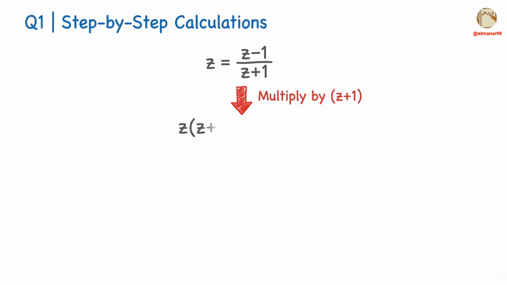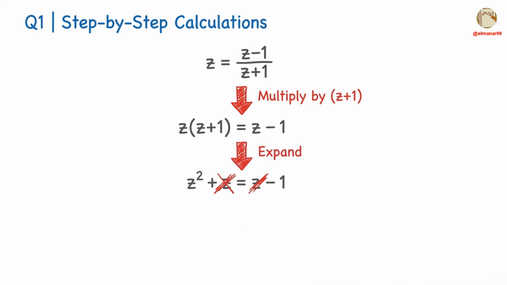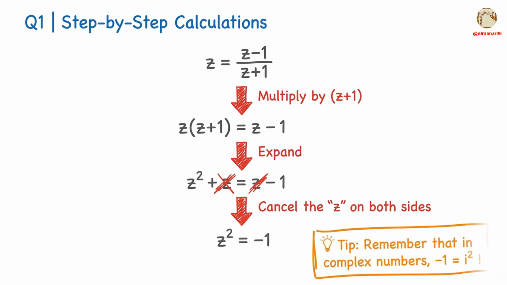Time for some algebraic action. To solve z equals z minus 1 over z plus 1, our first move is to cross-multiply by z plus 1. Watch how the equation unfolds. z times z plus 1 equals z minus 1. When we expand and simplify, the z terms on both sides cancel out perfectly, leaving us with the elegant result z squared equals negative 1. Now remember our golden rule in complex numbers. Negative 1 is just i squared. This is the key that unlocks the solution.